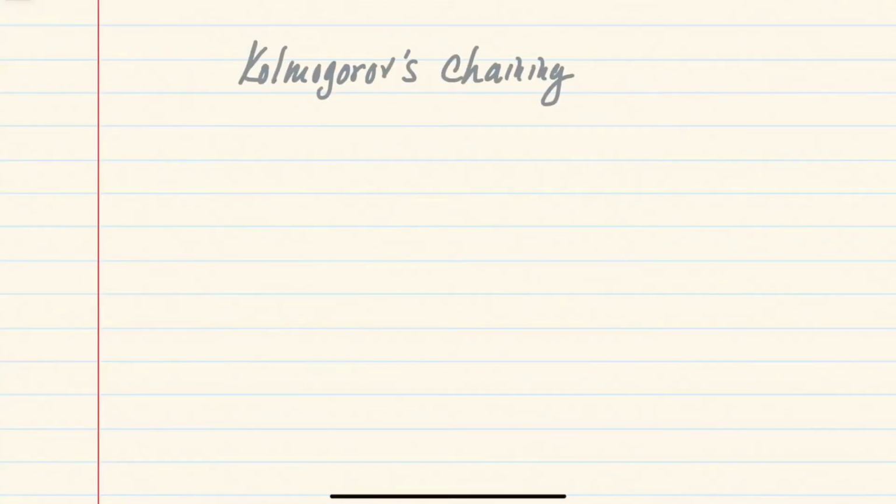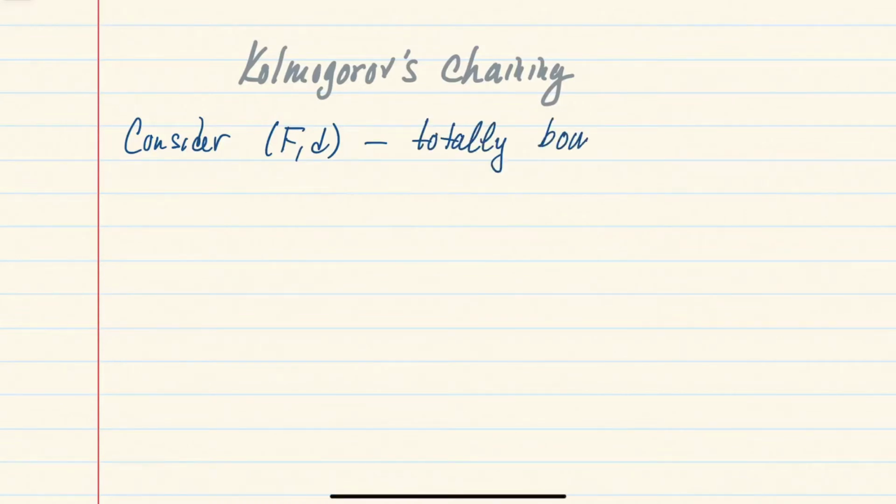So the main idea in part 2 will be the so-called Kolmogorov's chaining. Before we state that result, let's start with a couple of definitions. So first, let's consider a metric space F with a metric D, which is a totally bounded metric space. Okay, then we'll need the following two definitions.